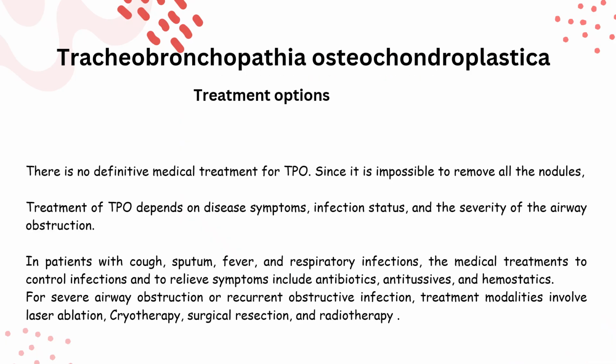There is no definite medical treatment for tracheobronchopathia osteochondroplastica, as it is difficult to remove the nodules. Treatment will depend on the symptoms, and usually it is symptomatic unless patient has recurrent obstructive symptoms or severe airway obstruction. In that case, laser ablation, cryotherapy, surgical resection or radiotherapy can be used.